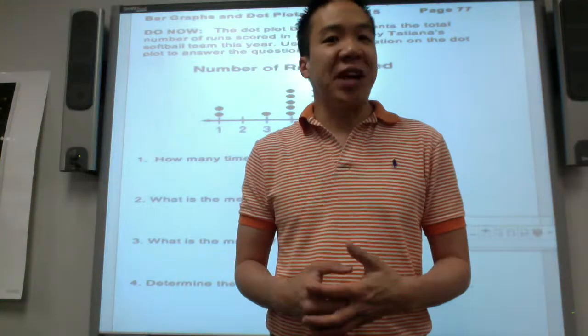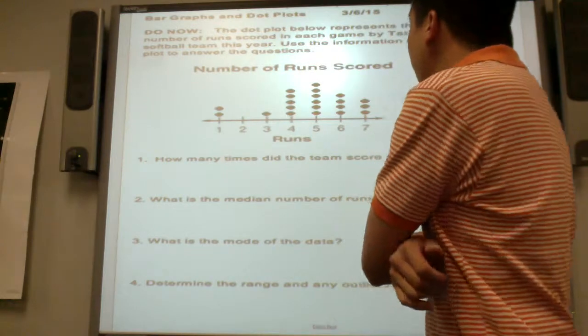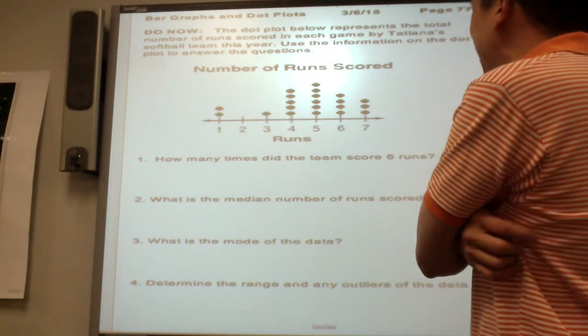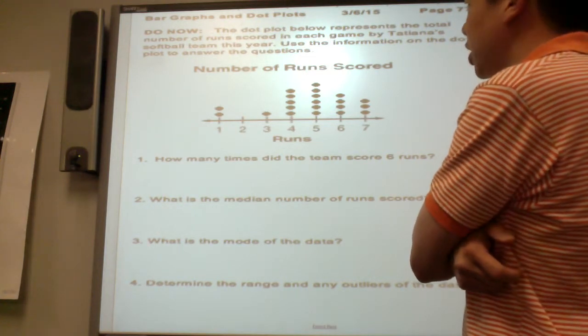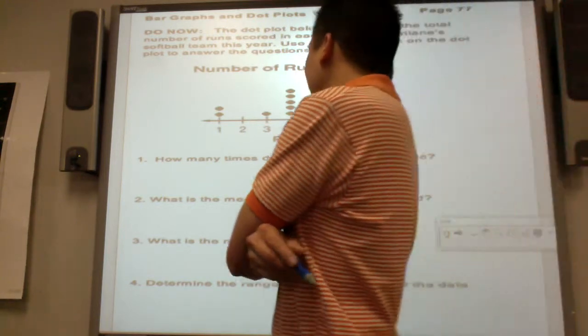Today's lesson will be over bar graphs and dot plots. Let's go over our previous lesson over just dot plots only. The dot plot below represents the total number of runs scored in each game by Tatiana's softball team this year. Use the information on a dot plot to answer the question. Number of runs scored. How many times?